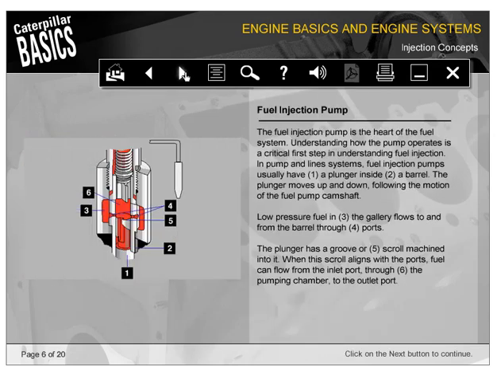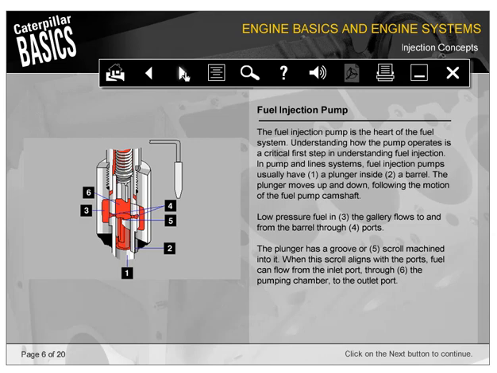The fuel injection pump is the heart of the fuel system. Understanding how the pump operates is a critical first step in understanding fuel injection. In pump and line systems, fuel injection pumps usually have 1, a plunger, inside number 2, a barrel. The plunger moves up and down following the motion of the fuel pump camshaft.